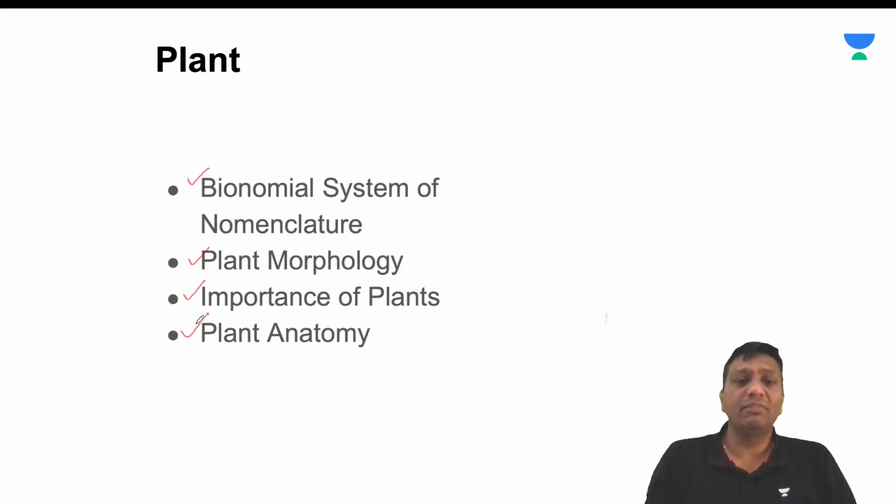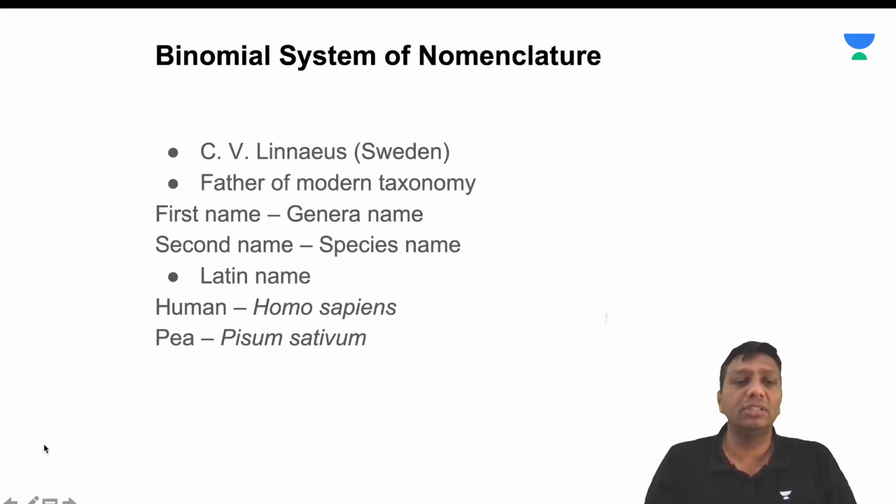In the binomial system of nomenclature, what is it, guys? Actually, this concept was given by Carolus von Linnaeus. He belongs to Sweden. It is a scientific approach to provide information to identify any of the plants and animals. And this Carolus von Linnaeus is also popularly called the father of modern taxonomy.